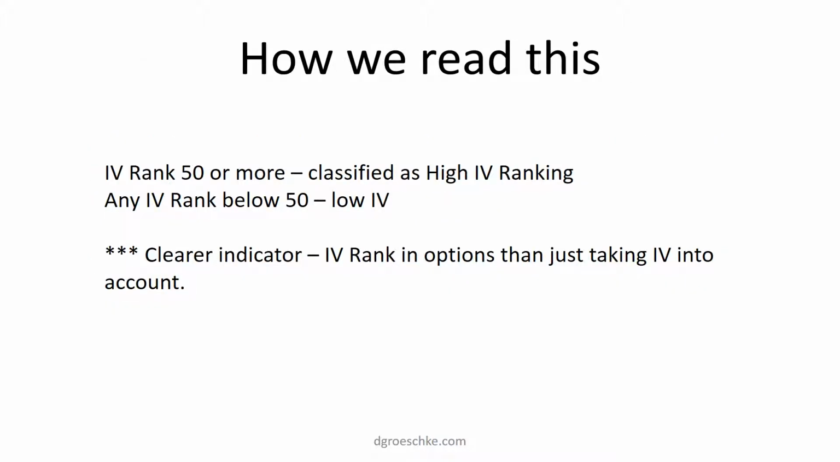IV rank identifies how volatile an option really is compared to its normal volatility range. Since the number ranges from 0 to 100, we can simply make a cutoff that options with an IV rank of 50 and above are options with a high IV ranking. Options with IV rank below 50 are low IV ranking.